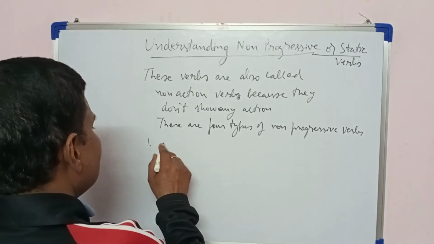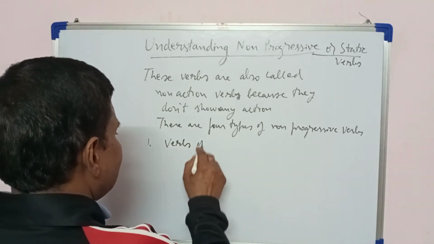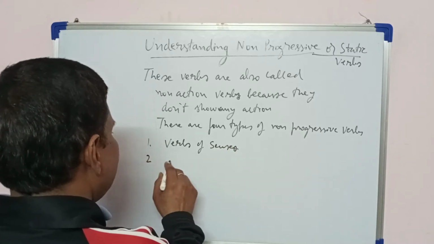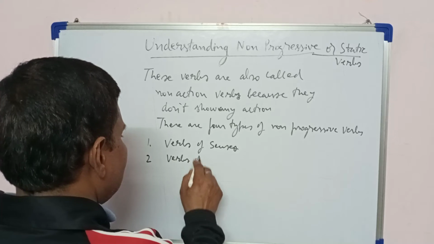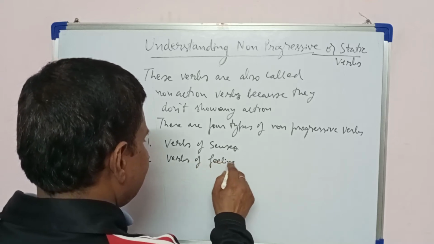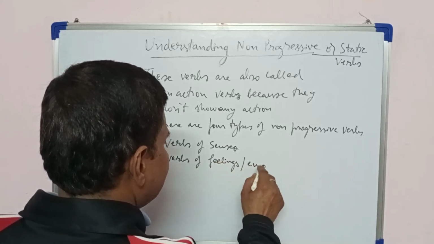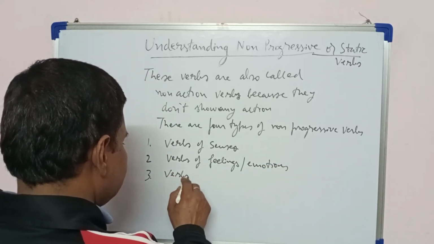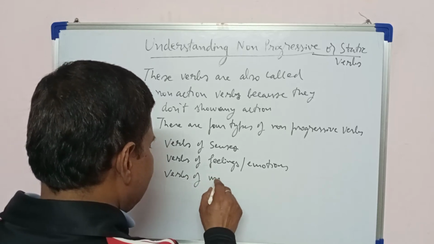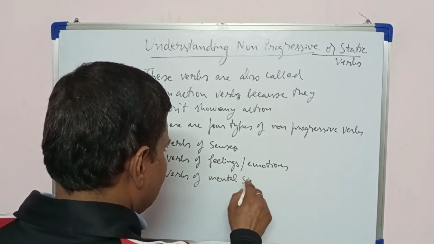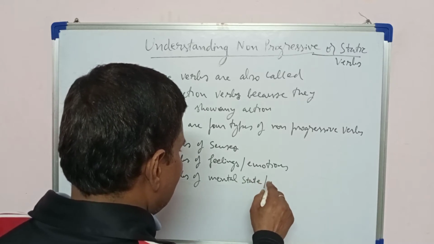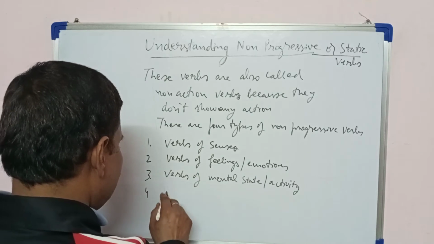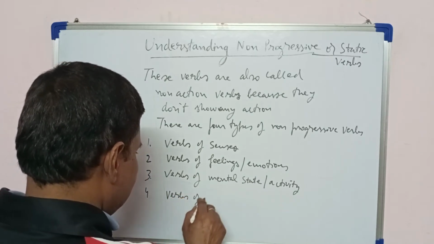So first one, verbs of senses. Then second, verbs of feelings or emotions. And then verbs of mental state or activity. Then verbs of possession.